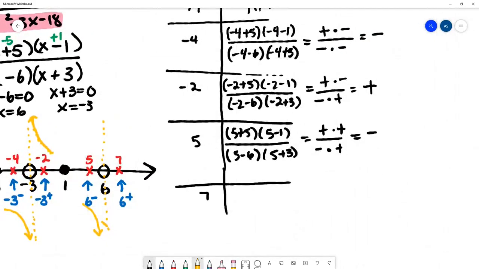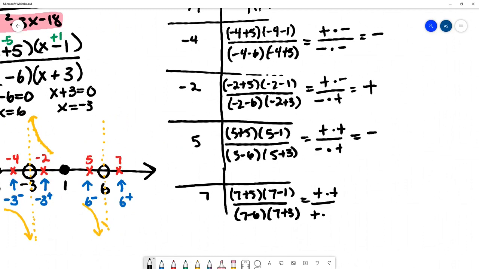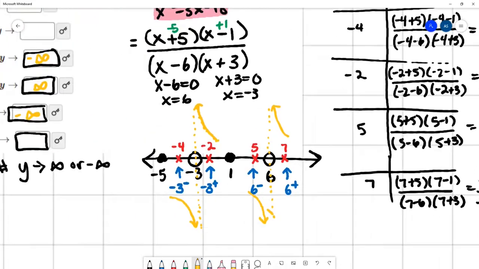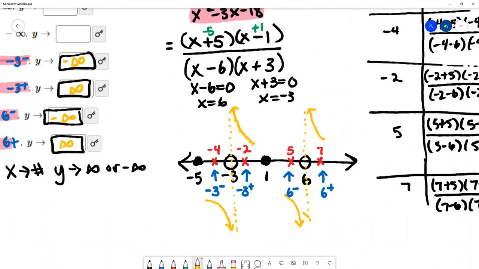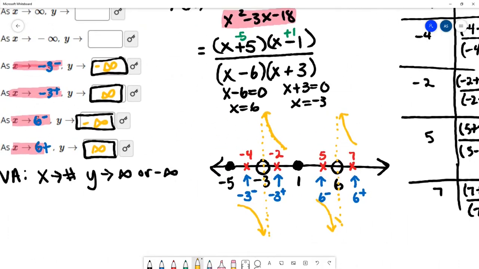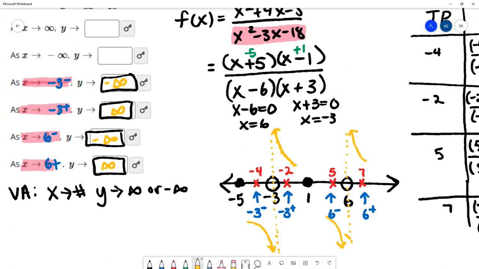And then for 7, 7 plus 5 times 7 minus 1 over 7 minus 6 times 7 plus 3. This is a positive times a positive over a positive times a positive, and we get a positive. And so on the right of that asymptote at x equals 6, we're going to go to positive infinity. So that takes care of our vertical asymptotes.